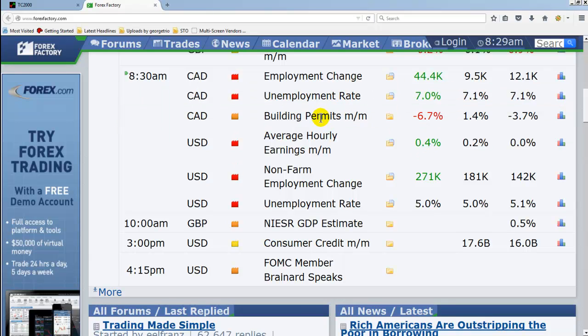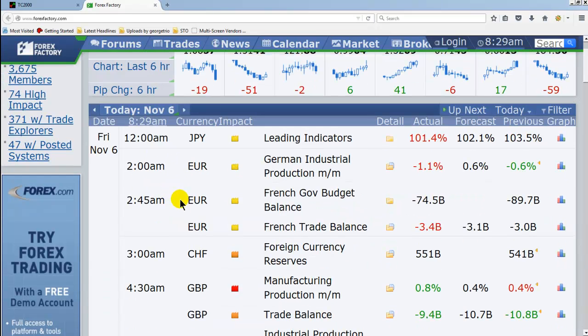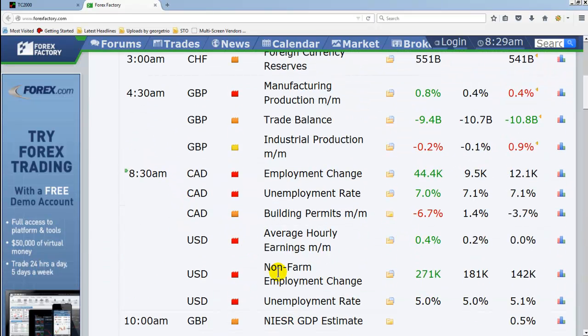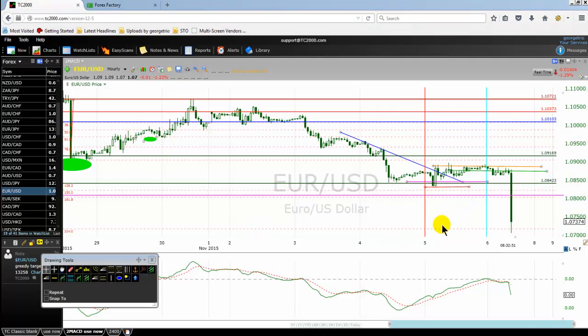So here we are. The unemployment rate did not change for the US. The forecast was equal to the actual figure, better than the previous figure. So do not forget this non-farm employment change, which is now. If you go back again, you can see that we have a lot of tall candles. I've been kicked out of my euro trade. Okay, it's not too bad.